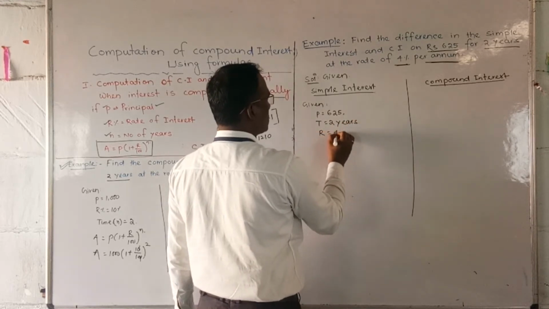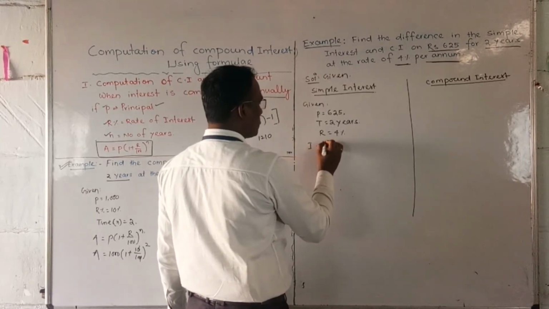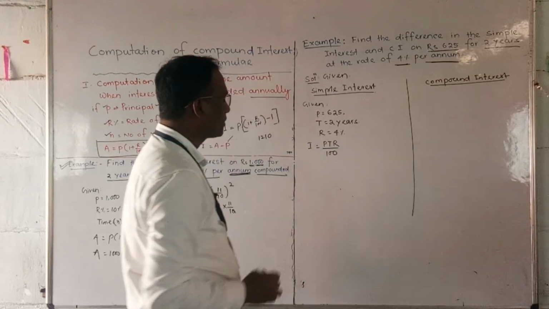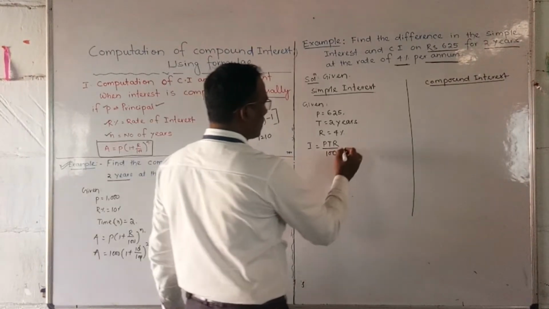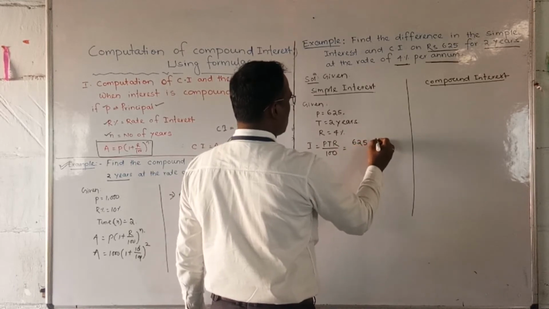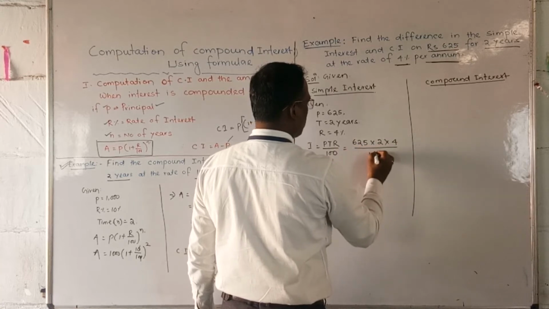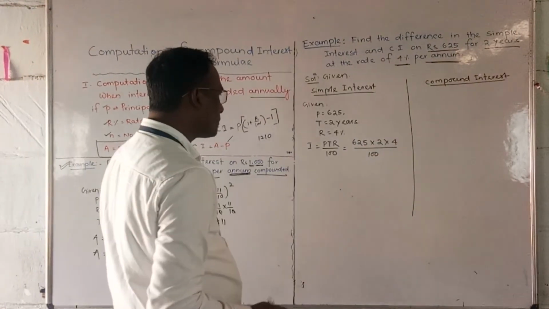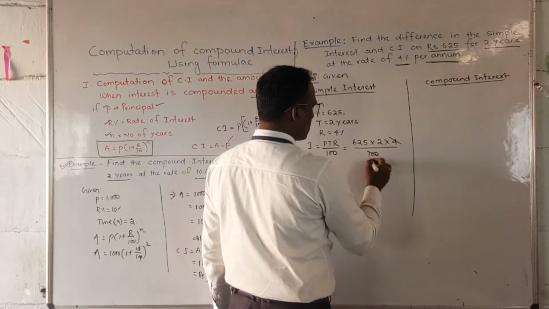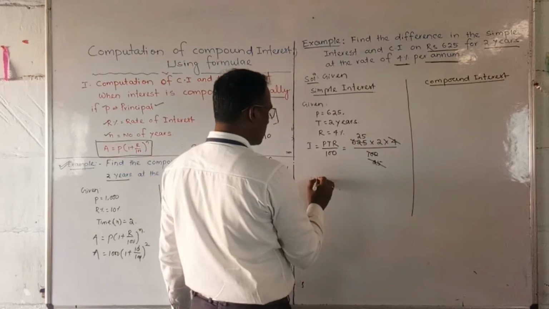So now what is simple interest? I is equal to PTR by 100. Yes, PTR by 100. So now I is equal to principal, how much? 625 into time 2, rate of interest 4 by 100. If you look, 4 25s are 100 and 25 25s are 625.